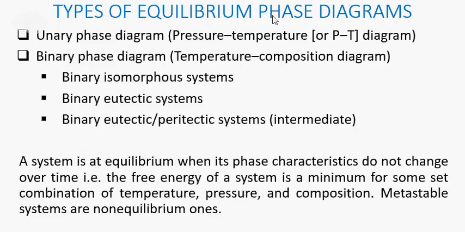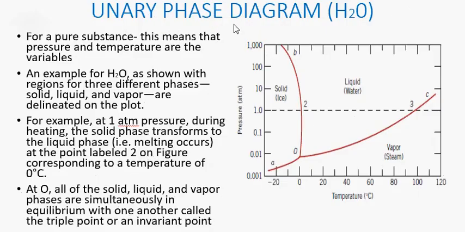These are the types of equilibrium phase diagram. We have the unary type and binary phase diagram. The relationship here is pressure temperature for unary, and for binary it is temperature composition where the pressure is kept constant, and here the composition is kept constant. So let's start with the unary phase diagram.